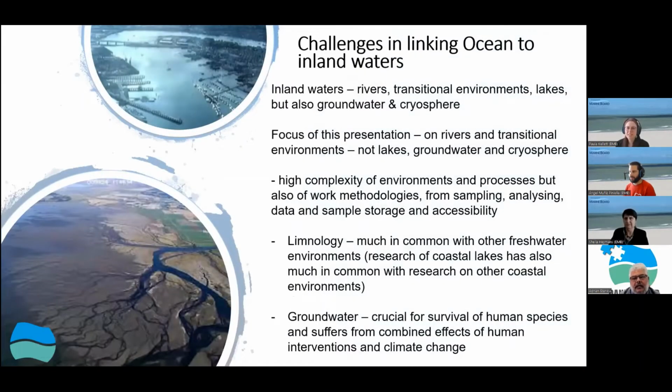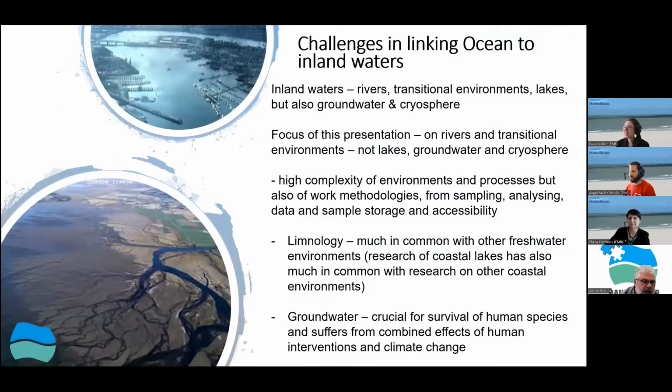Very briefly, there's a long series of challenges in linking ocean to inland waters. One of them is defining inland waters and finding means to link ocean research in the end to the various categories of inland waters, research dedicated to various categories of inland waters.